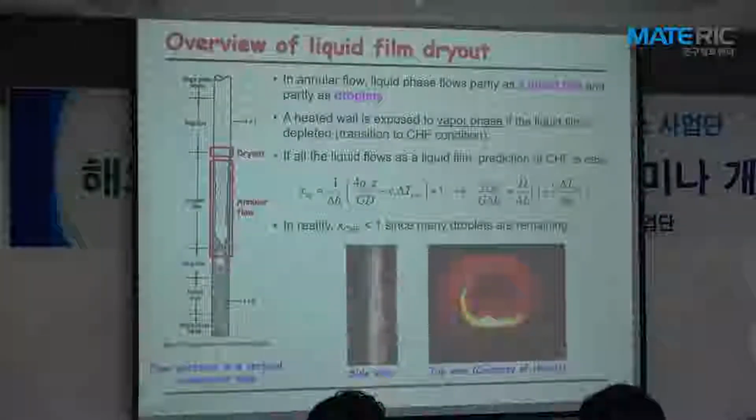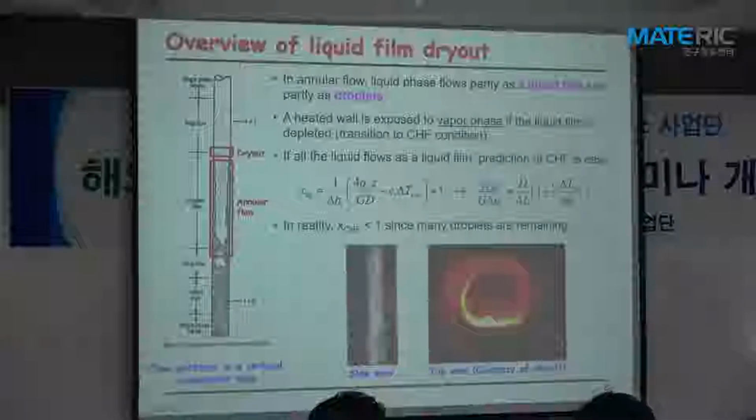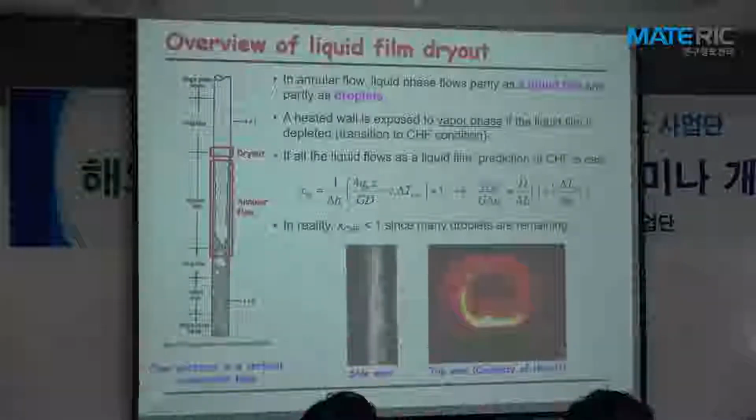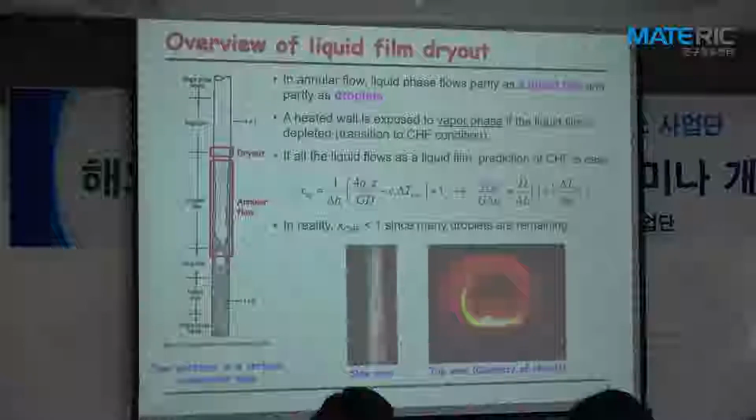And in order to calculate, as shown here, if all the liquid flows as a liquid film, in this case, prediction of critical heat flux is very, very easy. Because if all the liquid is flowing in the liquid film, dryout occurs when the equilibrium quality becomes unity. Description of this equation is rather time-consuming. Therefore, I skip this. But if you calculate this equation, critical heat flux can easily be predicted.